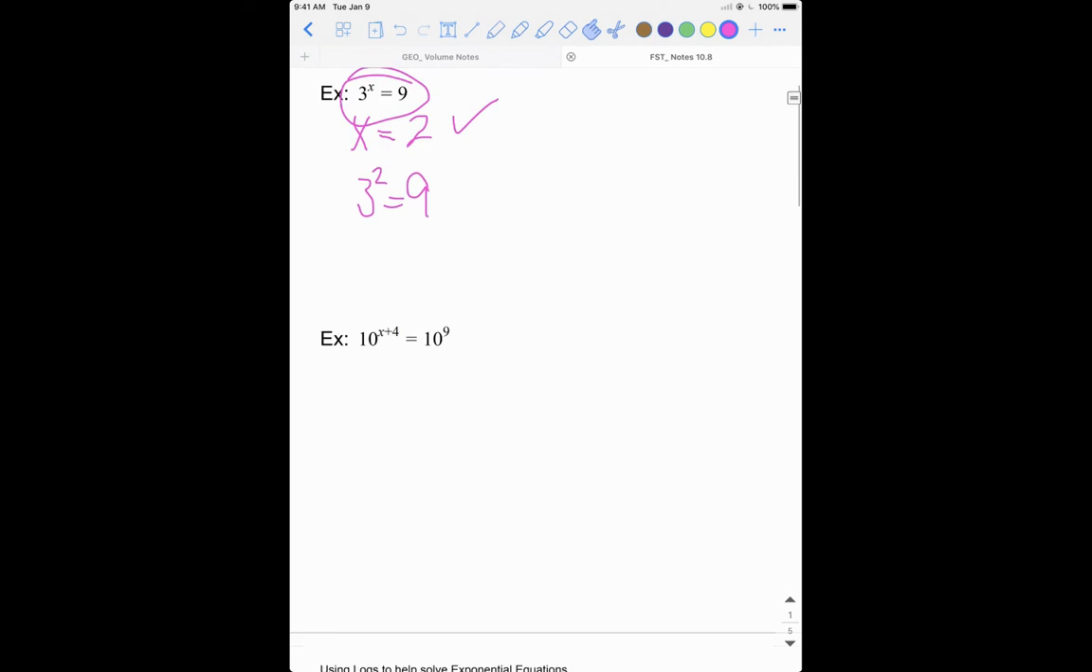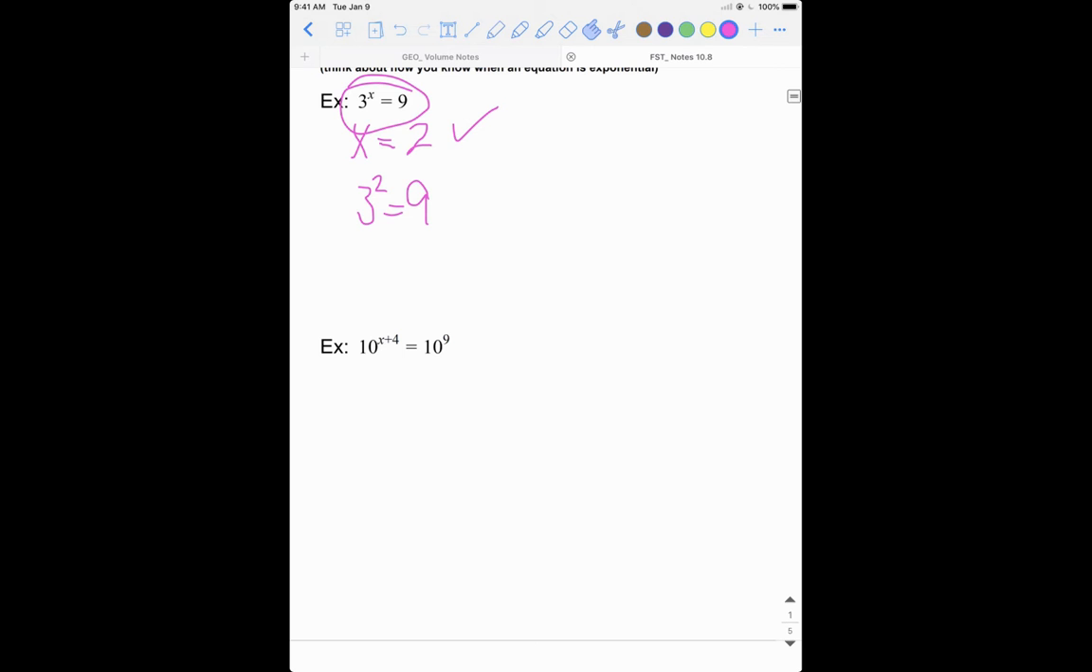This next one is also pretty nice and easy. Notice we have our exponential equation, and both sides have the same base. That tells us that we need these exponents to be equal, because there's no way you can say 10 to the third is going to equal 10 to the eighth. So we have to get to a point where our exponents are equal.